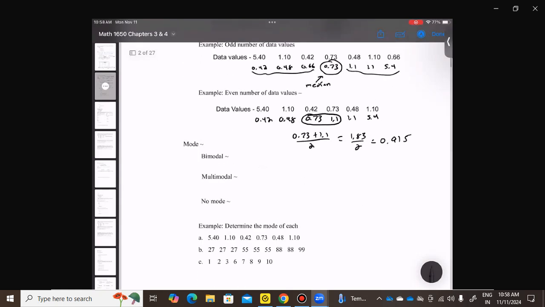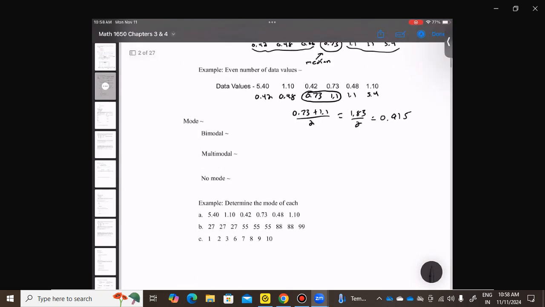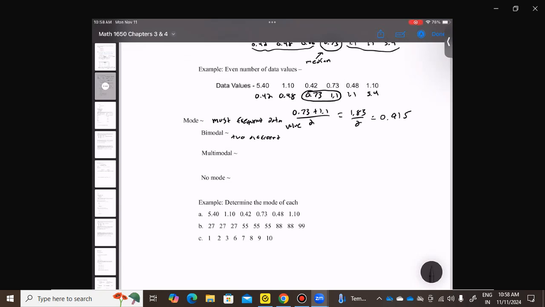Okay. Now we'll get into mode. Mode is the most frequent data value. Bimodal means there are two different data values that are repeated equally and most frequently.